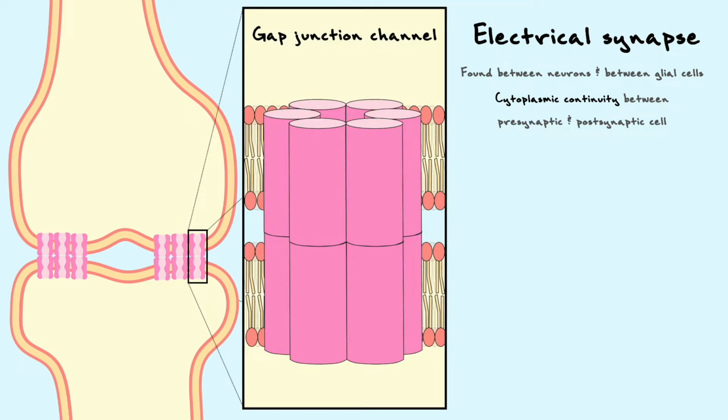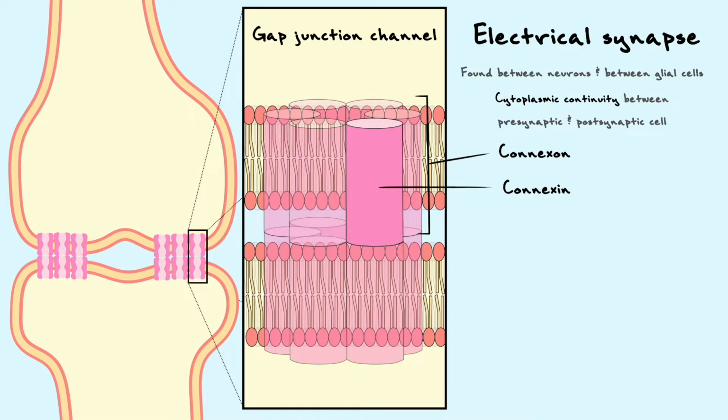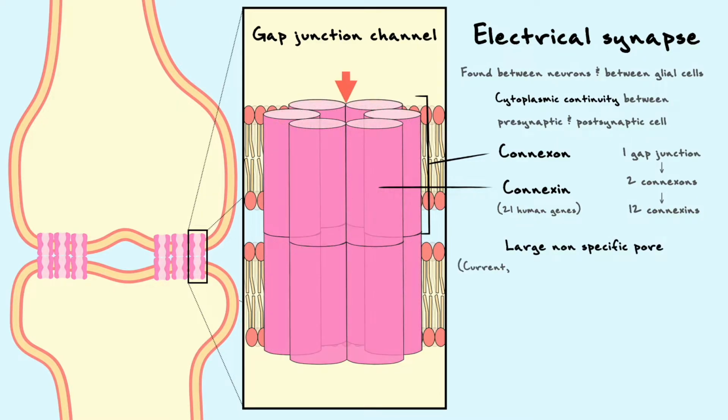One gap junction channel is made out of two connexons that are each embedded in the membrane of the pre- and postsynaptic cell. One connexon is made out of 6 connexins, hence one gap junction is made out of 2 connexons or 12 connexins. Connexins are a very diverse group of transmembrane proteins. In the human genome, there are about 21 different types of connexin genes, which allows great diversity in the gap junction channels. The 2 connexons together form one large non-specific pore that allows current to directly flow through.